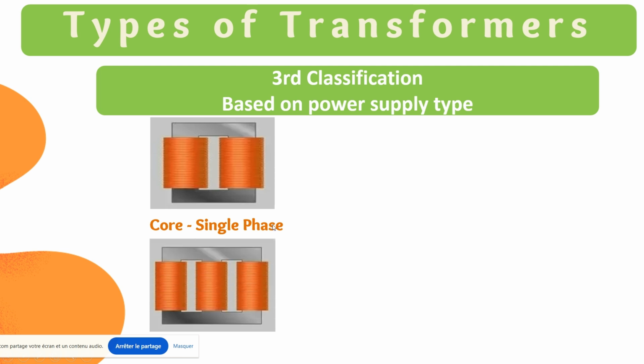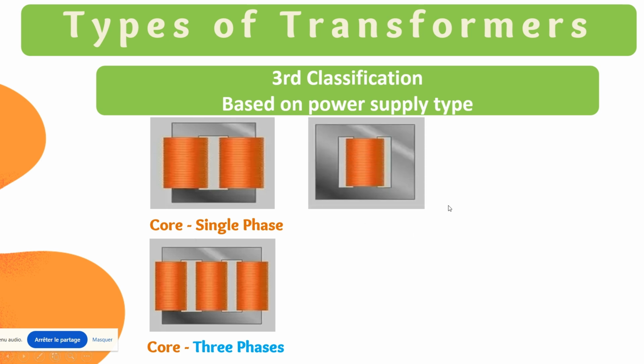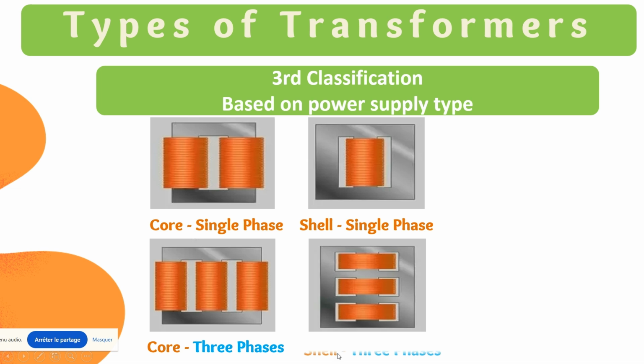There is single phase and there is three phase. Okay, il y a des systèmes qui utilisent trois phases, il y a des systèmes qui utilisent deux phases. Okay, and here as well we have the shell type single phase and the shell type three phase. Okay, donc this is the third classification which is based on power supply type.